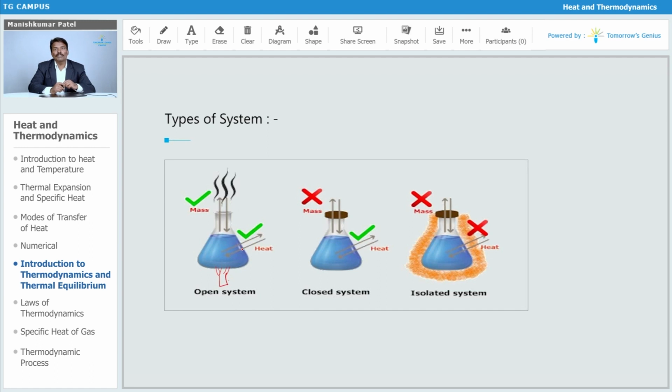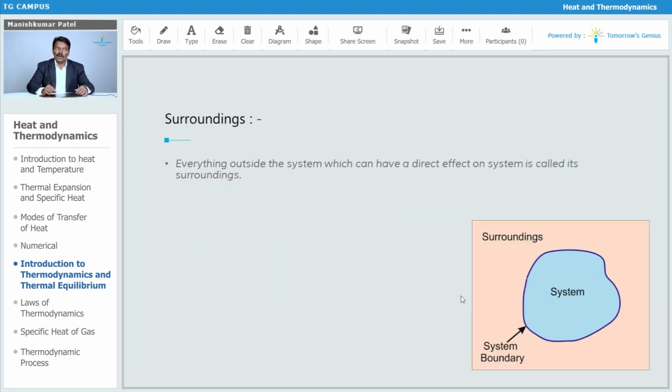So this one we are going to call an isolated system. These are the types of systems in thermodynamics that we have to see. Now, what is the surrounding? Everything outside the system which can have a direct effect on that system, we are going to call the surrounding.